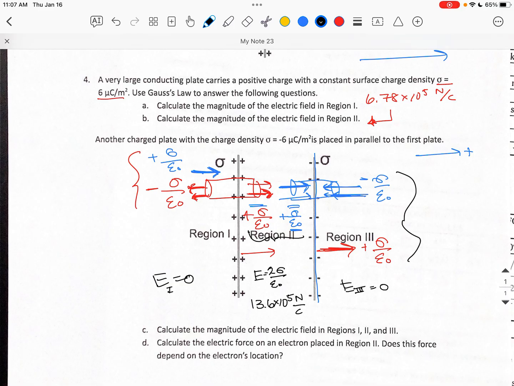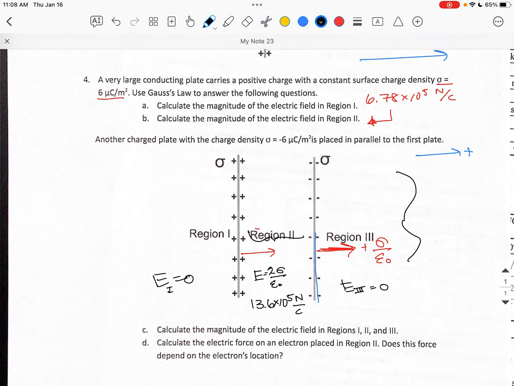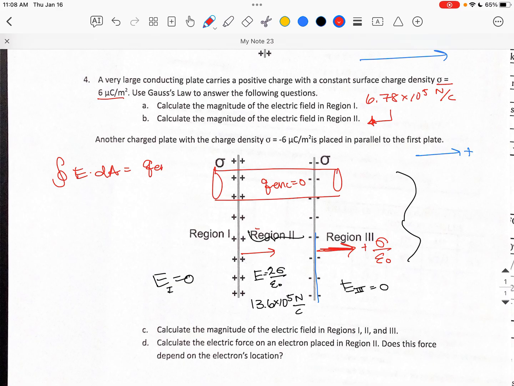Another thing students like to do, which I'm going to get rid of all of this at the top just to give you a different way of looking at it, is you can use a Gaussian surface. At least this works for region 1 and region 2. You can use a Gaussian surface that goes all the way from the left side of the positive charge to the right side of the negative charge. And in that scenario, we can see that our Q enclosed is equal to 0. And if I plug that into my expression, I can see that if that's equal to 0, then the electric field is also equal to 0.